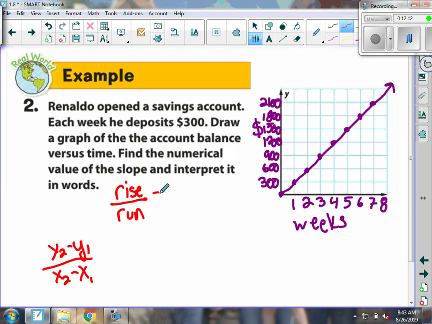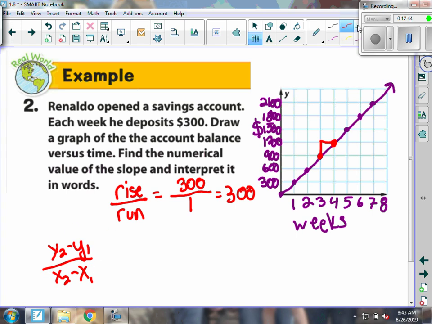So the rise over run, you pick 2 points. So let's look at this point and this point. So rise, I'm going to look at how much am I going up. Okay, so I'm going up from 900 to 1200. That's up 300. Over my run is how far am I going to the right. I'm going from 3 to 4, so that's just changing by 1. Okay, so that gives me 300 as my slope.